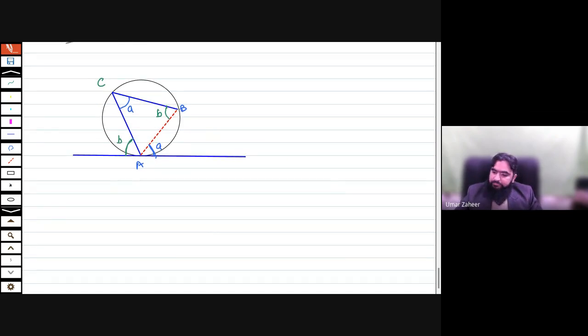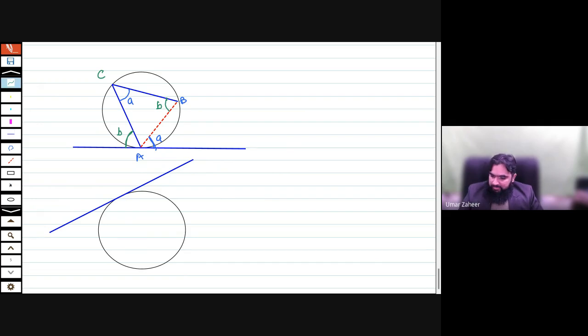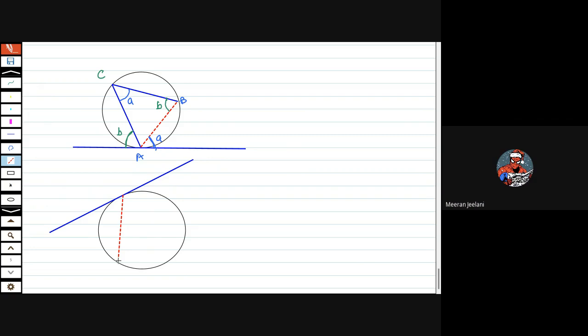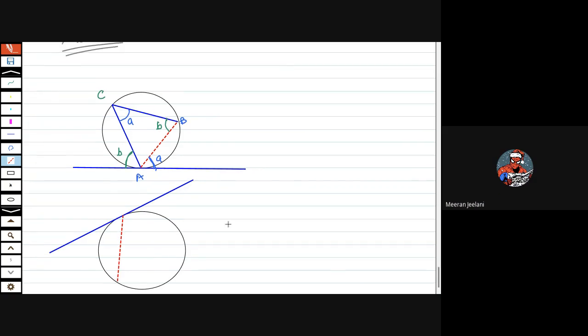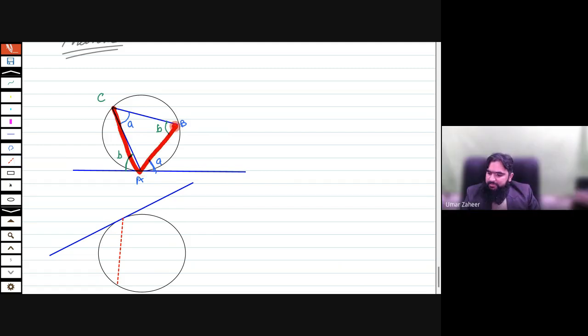Okay. So if we have a circle here, I'm just going to make a rough tangent here. Draw the chord. Yes, Miran. Sir, does it have to be a triangle inside the circle, or like any shape? You are talking about this shape? Yes, sir. Yes, it is a triangle.